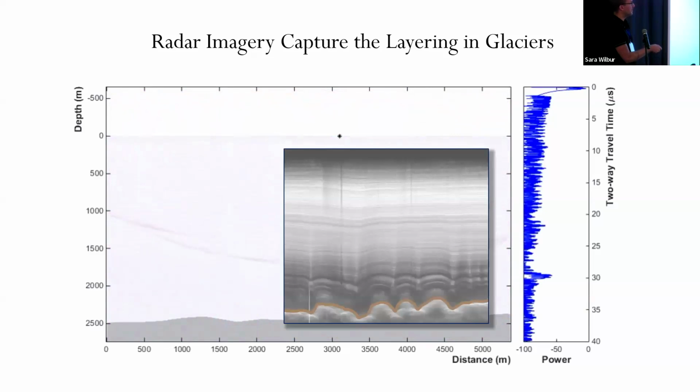where there's this nice layered structure that reflects that history of accumulation and ice flow. And in an ideal world, we could give these images to a computer and it could identify the geometry of these layer structures within the ice.